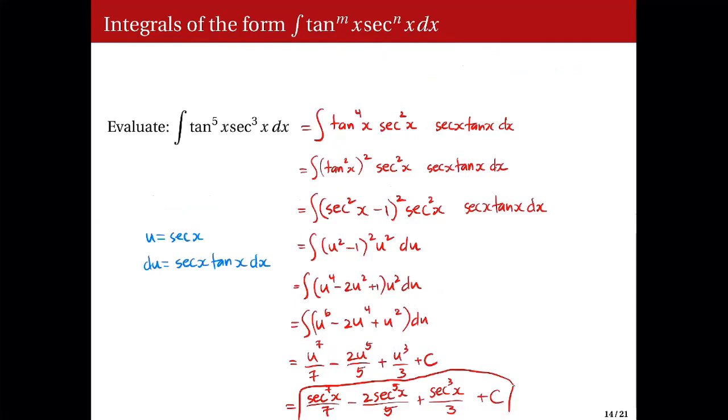So if that is the case, we can hope that the power of tangent is even, not other numbers. There's a possibility that the power of tangent could be rational, I mean, non-integers, both secant and tangent. But we will not deal with those integrals, at least for now. So here, we wanted the powers of tangent and secant to be integers.